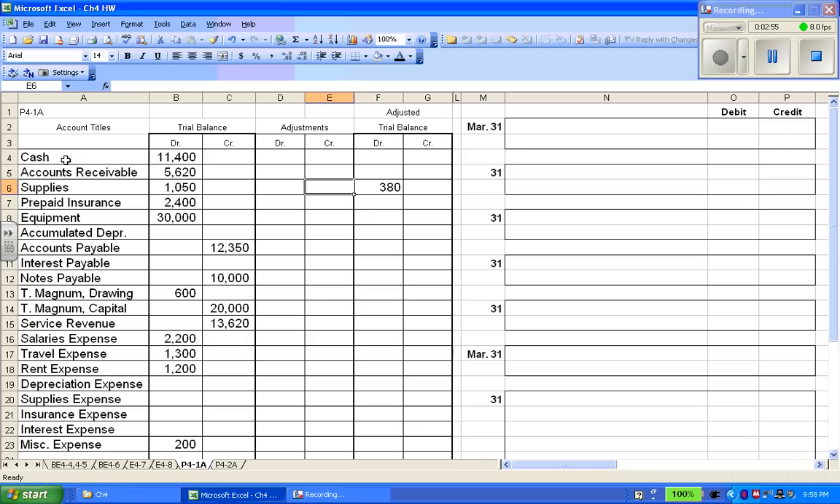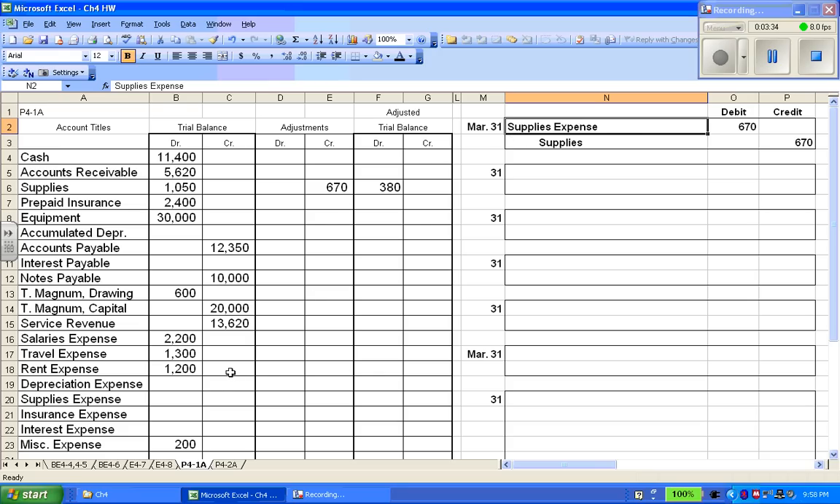All right, so my adjusting entry needs to be a credit to the supply account, and it will be the difference between these two. So I originally had 1,050, I want 380, so my adjusting entry is 670. That's an expense. Those were supplies that I used. So the adjusting entry will be a debit to supply expense and a credit to the supply account for the 670. And why don't we post that? That's our first adjusting entry. So it's a debit to supply expense of 670.